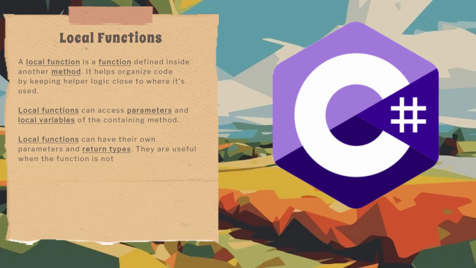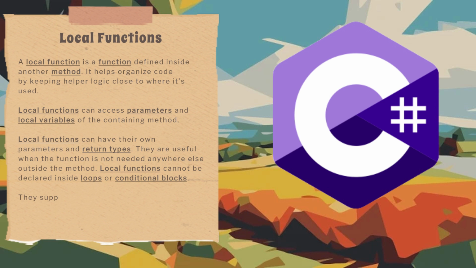They are useful when the function is not needed anywhere else outside the method. Local functions cannot be declared inside loops or conditional blocks. They support recursion and can be called just like regular methods, but only within the scope of the containing method.